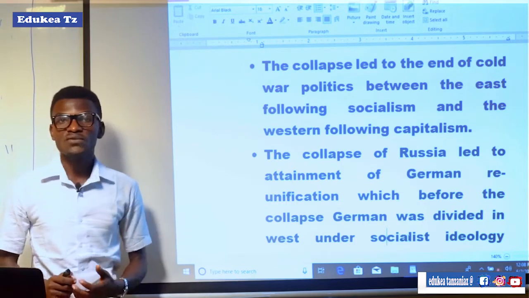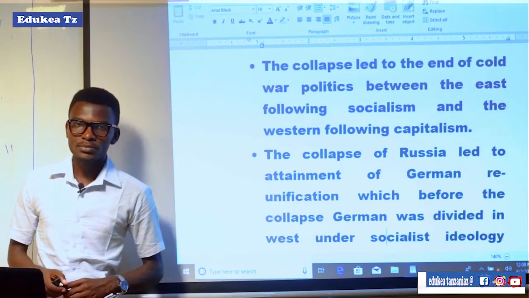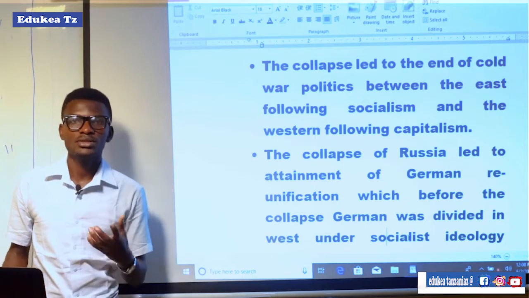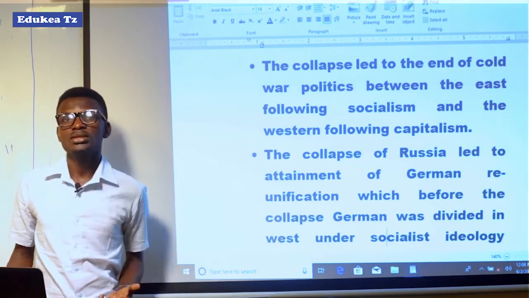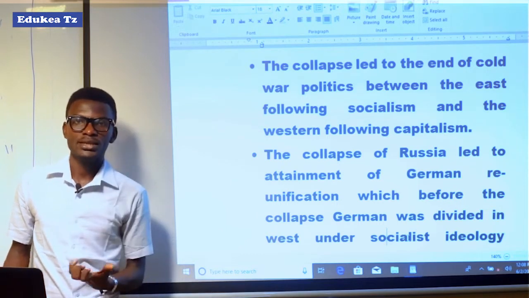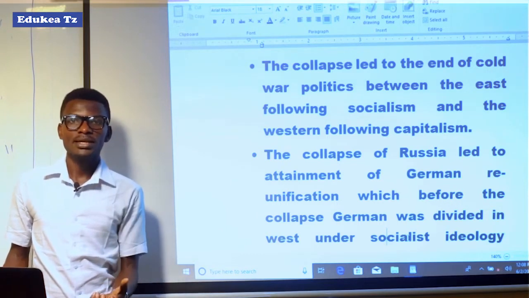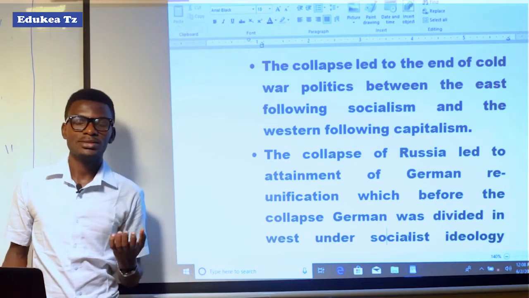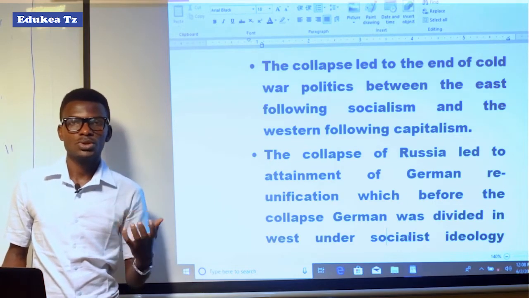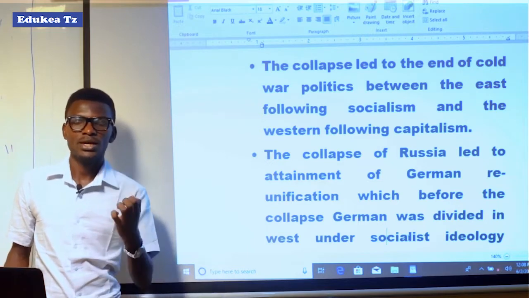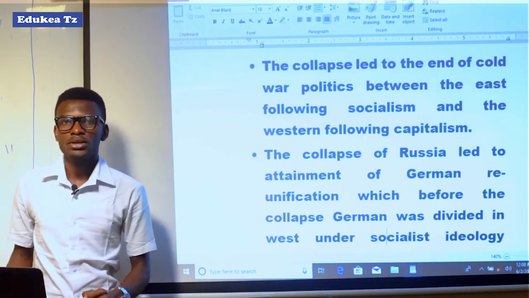So after the collapse of the USSR in 1990, the world witnessed that the Cold War politics was ended, because the other side, the superpower as a socialist nation, had collapsed, and that led to the end of the Cold War in the world.